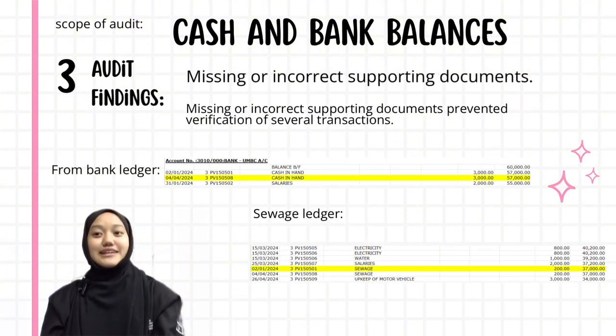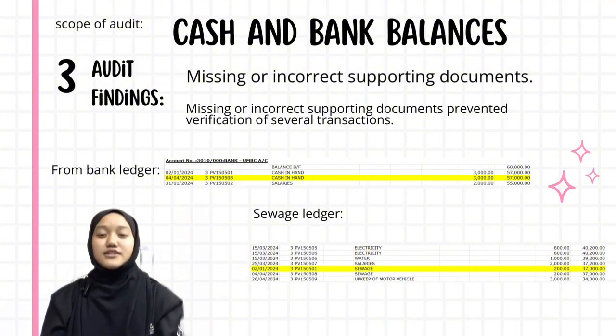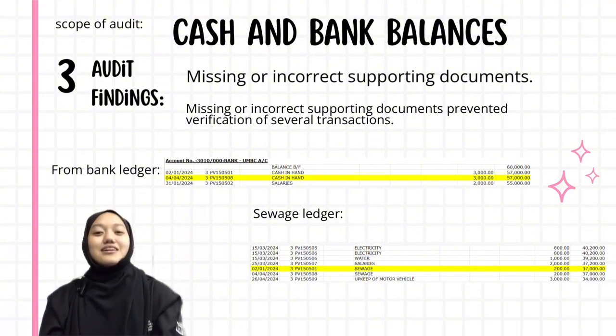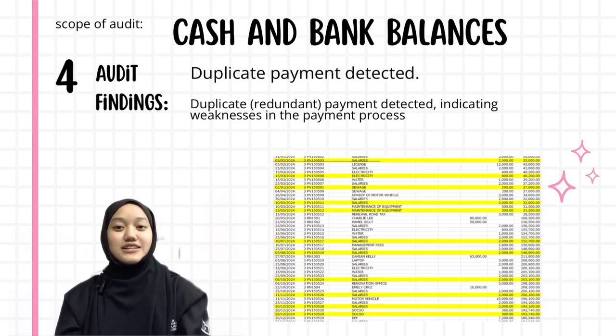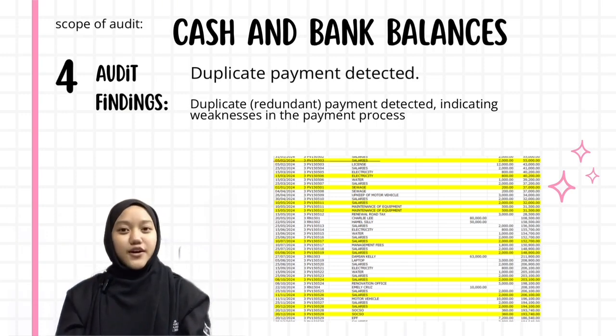Our third finding is missing or incorrect supporting documents. Some of the documents provided did not match the transactions recorded in the ledgers. Because of this, we could not verify whether the transactions were valid. The fourth finding is a duplicate payment. We identified one payment that was made twice. This shows weaknesses in the company's payment process and may result in unnecessary financial losses.